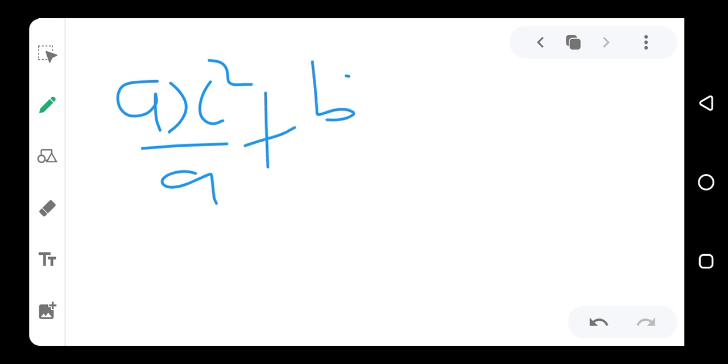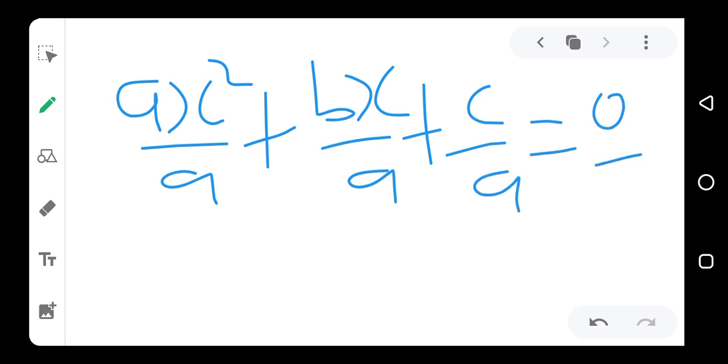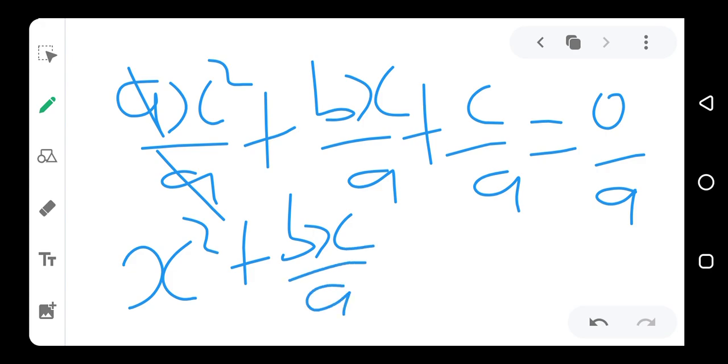So we have ax squared over a plus bx over a plus c over a is equal to 0 over a. Now this a cancels this a. Now we have x squared plus bx over a plus c over a is equal to 0 divided by a, which is 0. Now we have to move the constant, that is the c, to the right hand side.